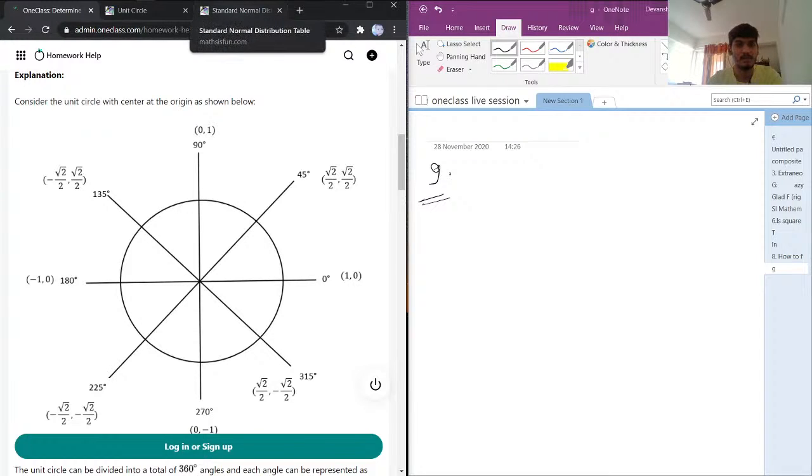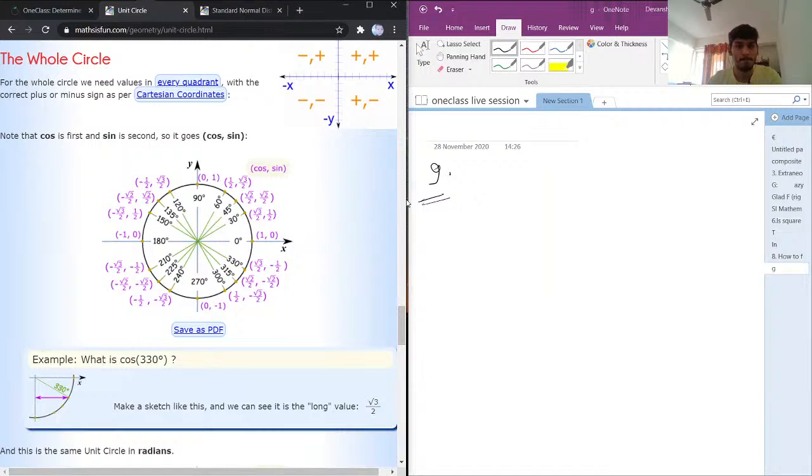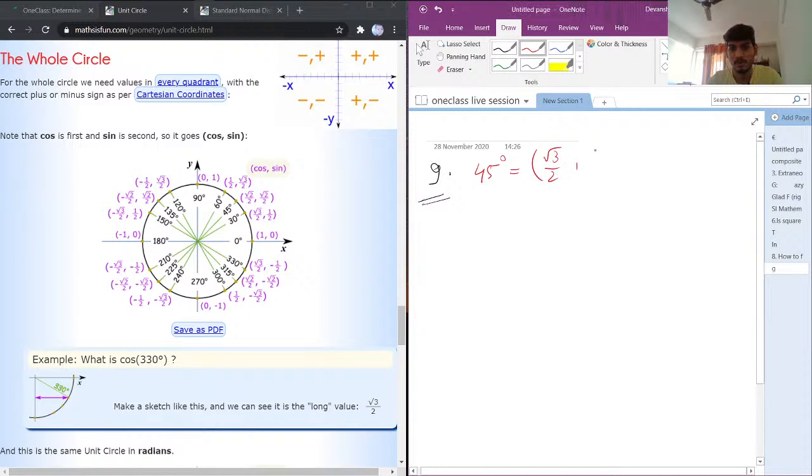So again I will move to my unit circle. I'm not going to draw this unit circle again as it is drawn here, and I'm not going to draw the triangle. I'm just going to use the coordinates. So for 45 degree, the coordinates are root 3 by 2 comma 1 by 2.